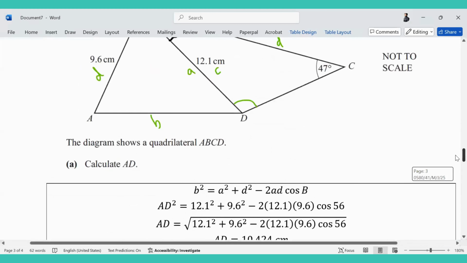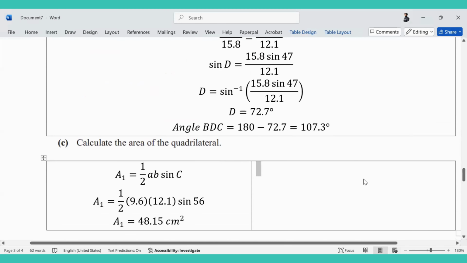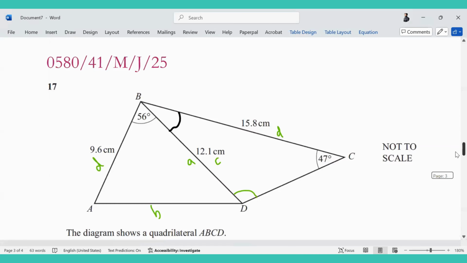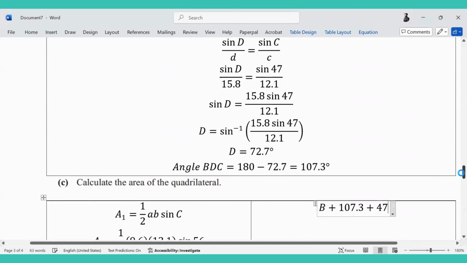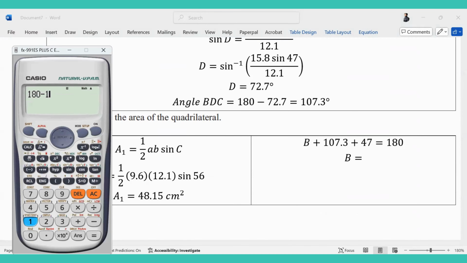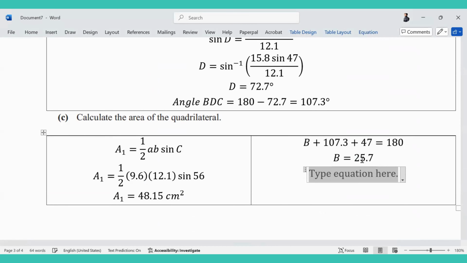Now I'll have to find angle B for the other triangle. How will I do it? I'll say angle B plus 107.3 plus, and what is the third angle? 47. If I would have added all three, I would have got 180. So what is my angle B? 180 minus 107.3 minus 47. And the angle that I end up with is 25.7.